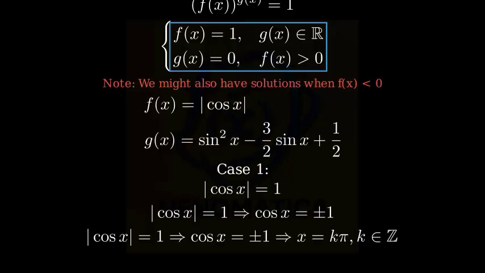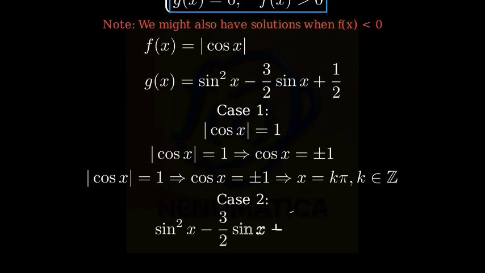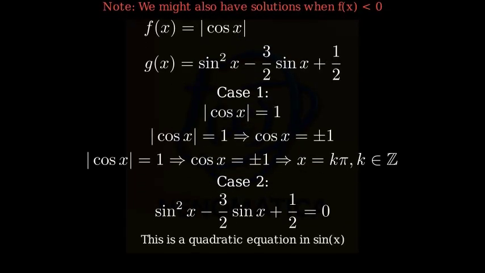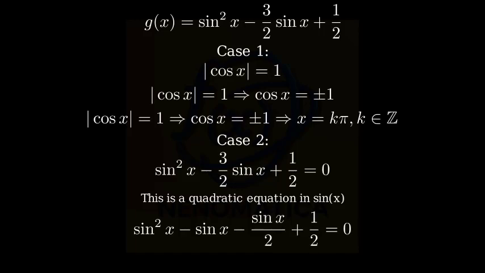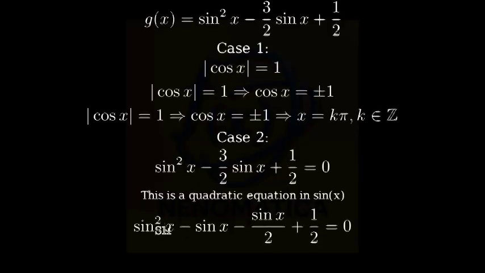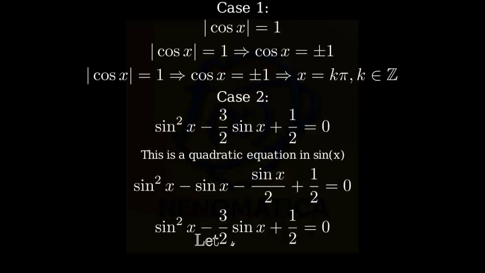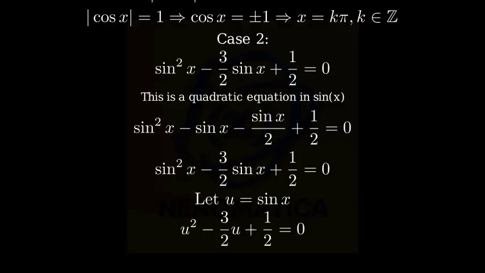Now let's move to case 2, where g of x equals 0. So, sine squared x minus 3/2 sine x plus 1/2 equals 0. This is a quadratic equation in terms of sine x. Let's try to factor it or use the quadratic formula. Let's simplify. Sine squared x minus 3/2 sine x plus 1/2 equals 0. If we let u equal sine x, we get u squared minus 3/2 u plus 1/2 equals 0.